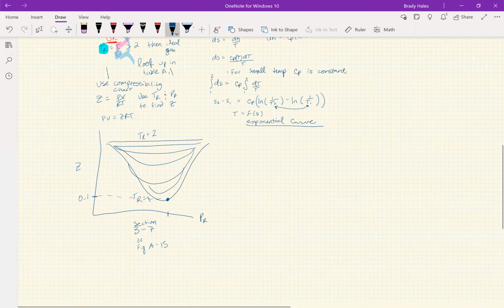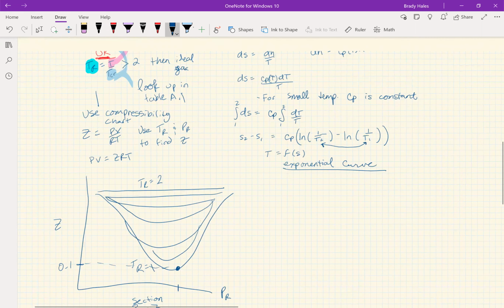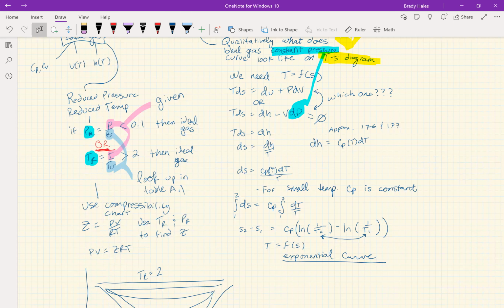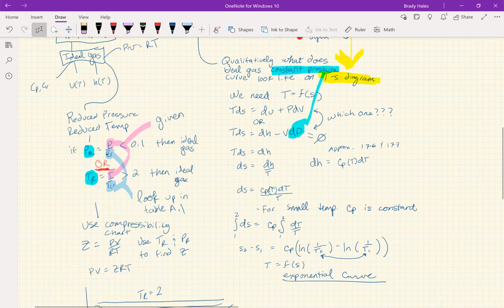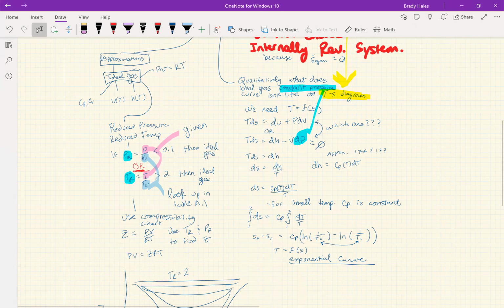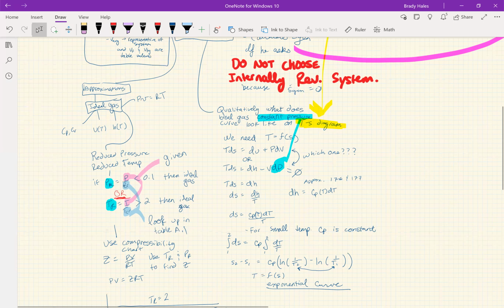I don't recall using compressibility charts all that much, but these things that are highlighted here about the reduced pressure and the reduced temperature are pretty important because a test question might be, under these conditions in this cycle, can it be considered an ideal gas? And then you'd have to prove it. And this is how you would prove that it can be approximated as an ideal gas.